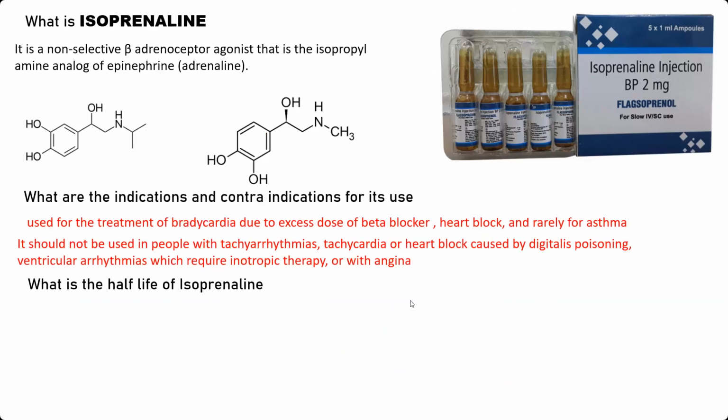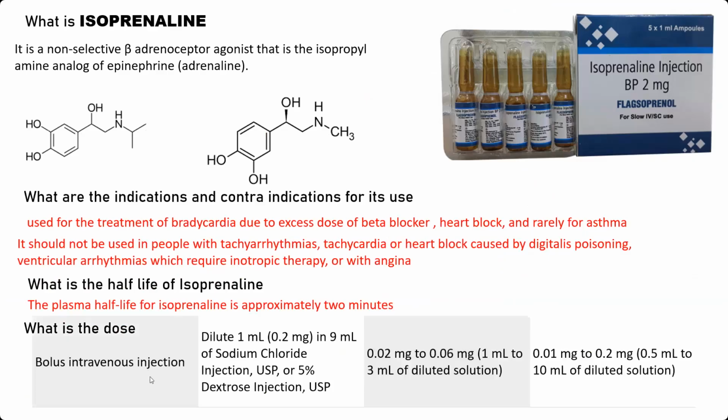What is the half-life of isoprenaline? It's about 2 minutes, very short acting. So what is the dose? Because these drugs are not commonly used, I don't expect you to remember. For bolus intravenous injection, dilute 1 ml in 9 ml of sodium chloride or 5% dextrose, and use 0.2 to 0.6 milligram, that is 1 to 3 ml of diluted solution. 0.1 to 0.2 milligram, or 5 to 10 ml of diluted solution, can be used to increase the heart rate depending upon the requirement.